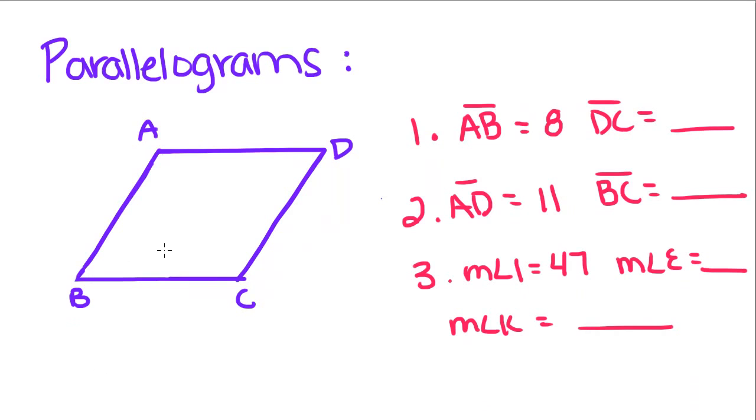So, if AB is equal to 8, then DC is equal to what? Well, since it's a parallelogram, and we know that in parallelograms opposite sides are congruent, DC also has to equal 8. The measure of AD is 11, so the measure of BC, which is opposite, has to be 11 as well.